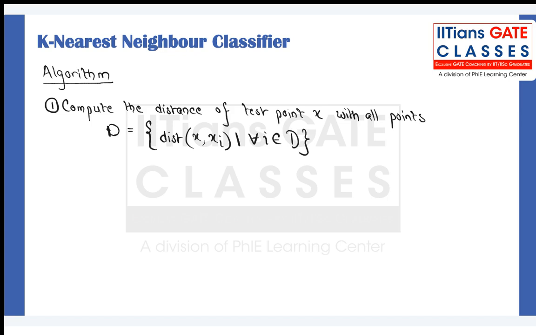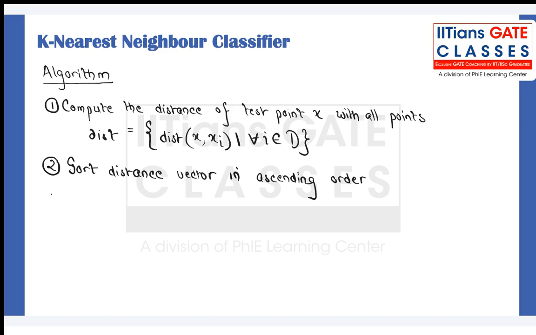Let's not call it distance vector, let's not call it capital D. In fact, let's call it small dist. Now what you do is you sort the distance vector in ascending order, which means the distance that is very closest to the point x will come at the top, and similarly you can look at the other ones as well.